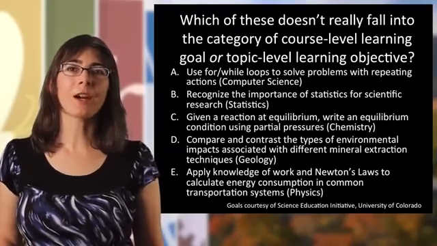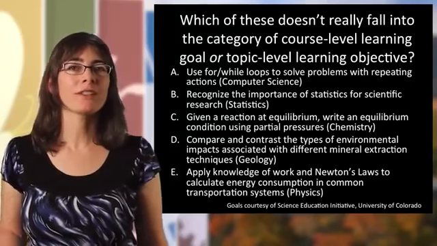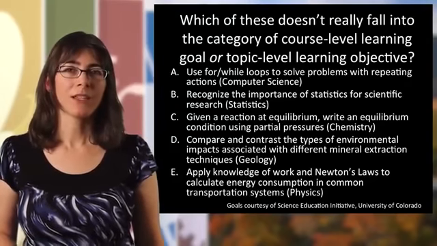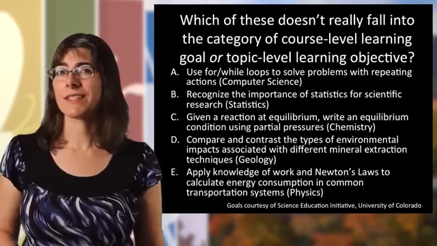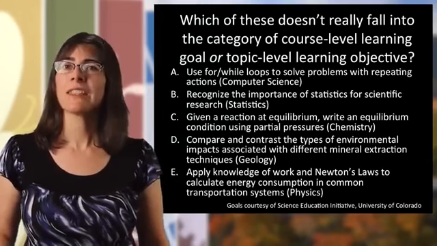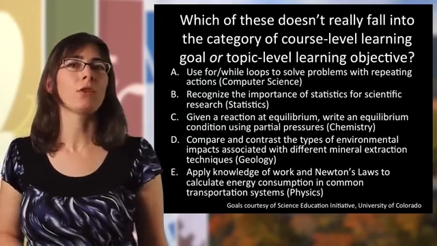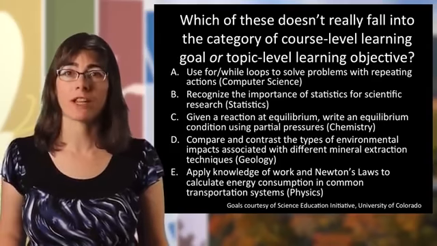So our choices here are B and E, right? Because those are the ones that were not topic level goals. So, recognize the importance of statistics for scientific research. That looks like a nice, clear course level goal. I could imagine getting at that through several different topics.